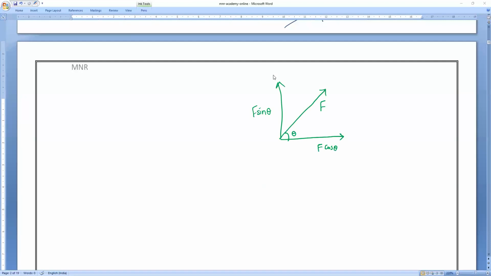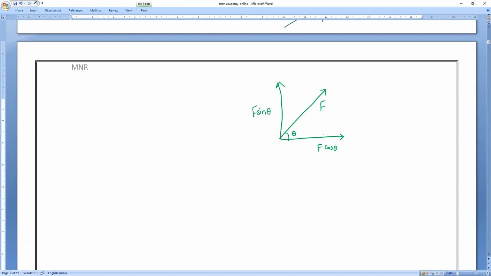Sir, in what condition do sin theta and cos theta change between the horizontal component and vertical component? Only when the applied force, wherever theta comes, for example, theta comes here, then here it is F cos theta and the opposite one will be F sin theta. Clear? Yes, sir. So let me consider only this case alone.